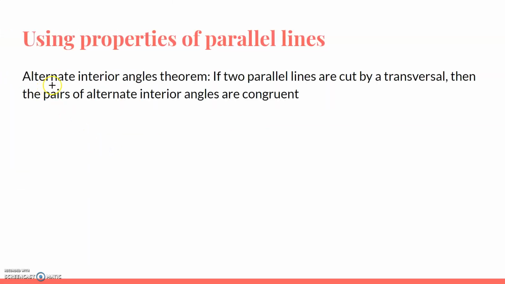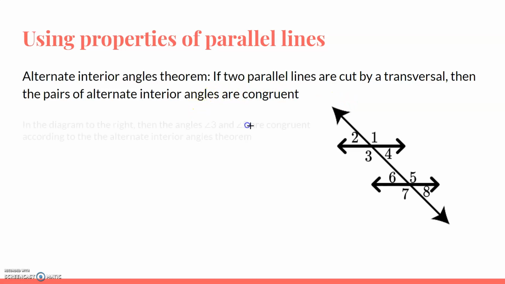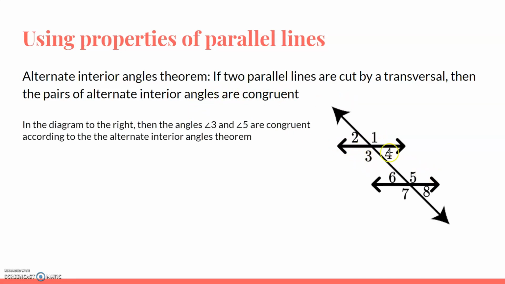Alright, the next, the alternate interior angles theorem. If two parallel lines are cut by a transversal, then the pairs of alternate interior angles are congruent. So for example, angles 3 and 5 and angles 4 and 6 are congruent according to this theorem.